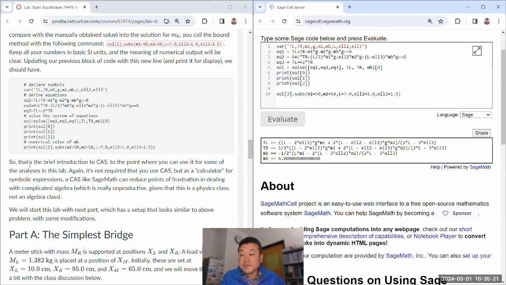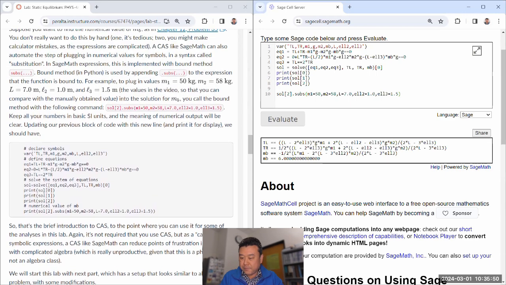So yeah, that's the brief introduction to CAS, to the point where you can use it for some of the analysis in this lab. Again, it's not required that you use CAS, but as a calculator for symbolic expressions, a CAS like SageMath can reduce points of frustration in dealing with complicated algebra, which is really unproductive given that this is a physics class, not an algebra class. You already took college algebra to get here. So yeah, the rest of the lab, we don't need it.